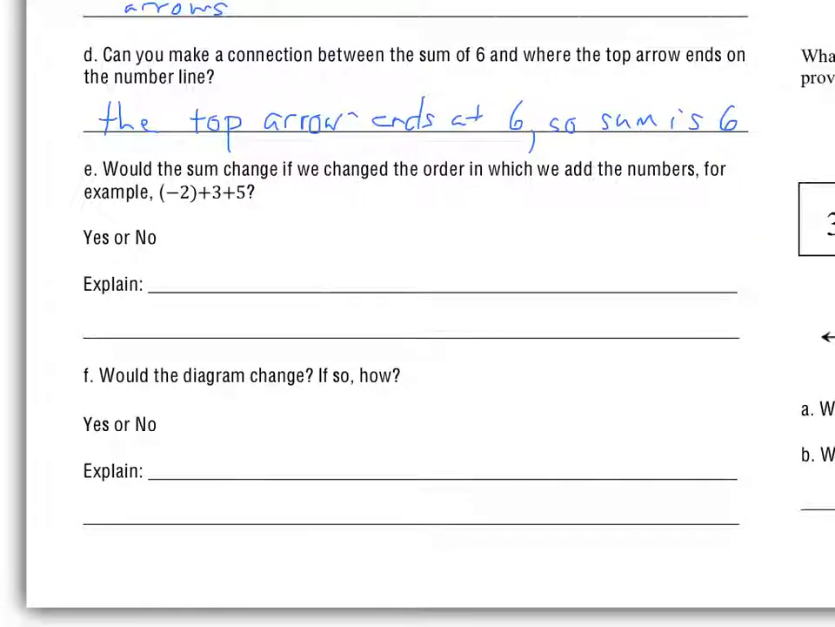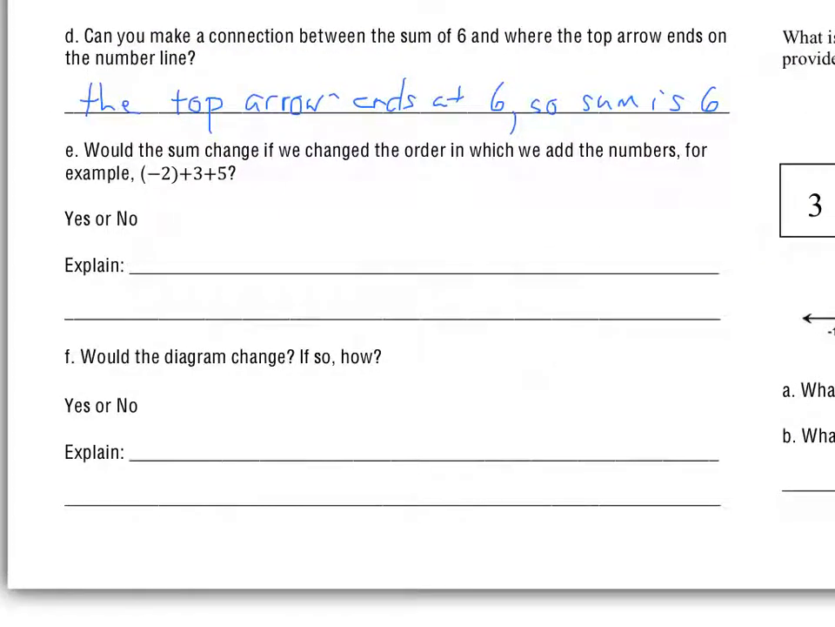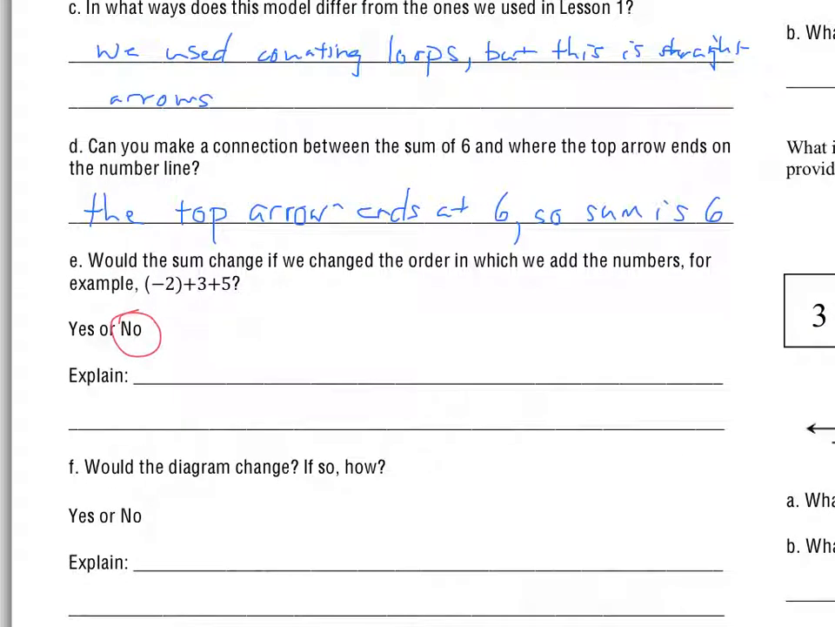Would the sum change if we change the order in which we add the numbers, for example? Could we change it to -2 plus 3 plus 5? Would that change the value? Our answer here should be no. The order of addition does not matter. And in parentheses here, I'm going to put commutative property.